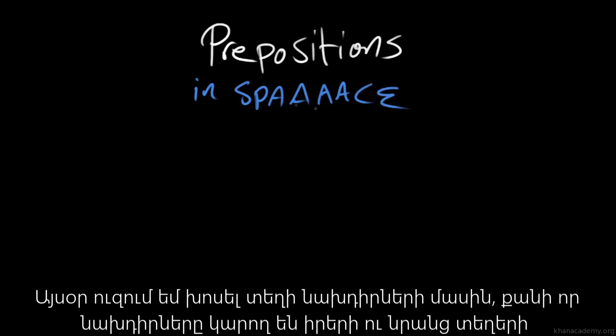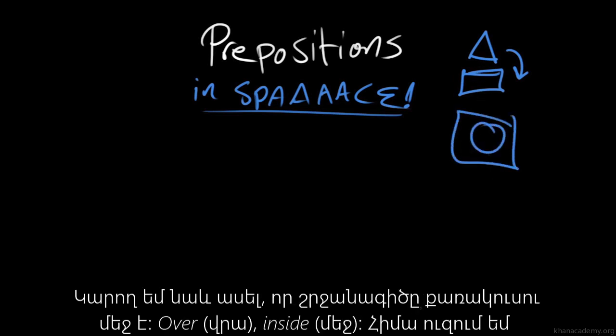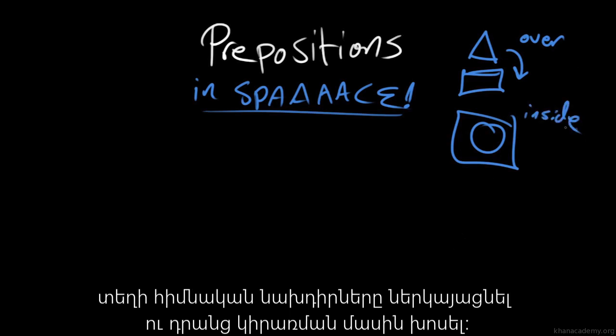Because this is, again, one of the things that prepositions do, is they can set up relationships between objects and their locations, right? So I could say the triangle is over the square, right? Or on top of the square. I could say the circle is inside the square, right? And these are all, so, over, inside.